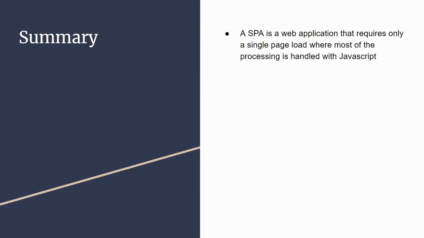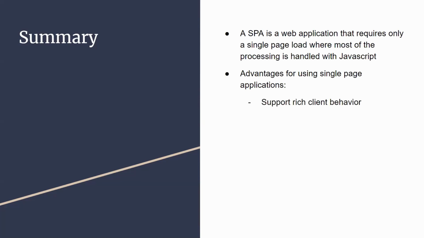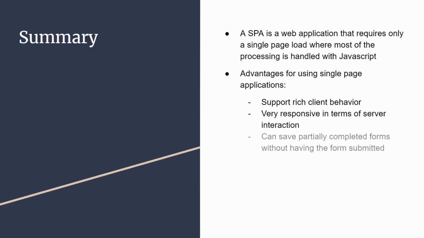So in summary, in this presentation, we learned about single-page applications. We learned that a single-page application is a web application that requires only a single page load, where most of the processing is handled with JavaScript. Some of the advantages for using single-page web page applications are the following. Single-page applications support rich client-side behavior. They are very responsive in terms of server interaction. They can save partially completed forms without having the form submitted, and they are easy to debug with Chrome.